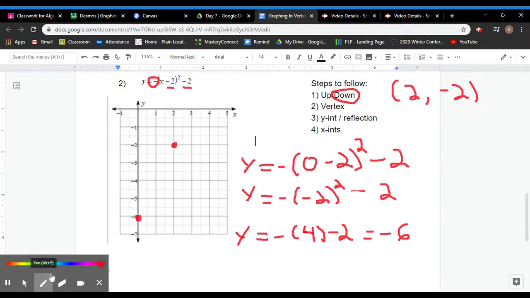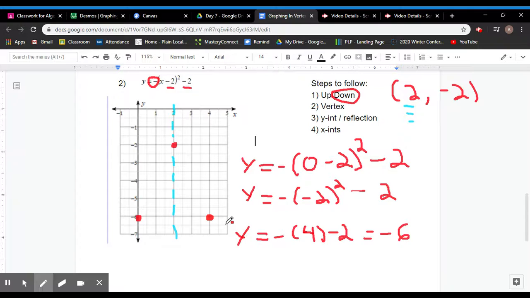Reflection point. Remember, to get the reflection point, you'll have to find your axis of symmetry, which is just the x-coordinate of your vertex. So my axis of symmetry is this line right here at x equals 2. And then to find a reflection point, you look at your y-intercept and you count the distance to the axis of symmetry. So this is 1, 2 away from the axis of symmetry. From the axis of symmetry, you count 2 on the other side, and that is the reflection point. So (4, -6).